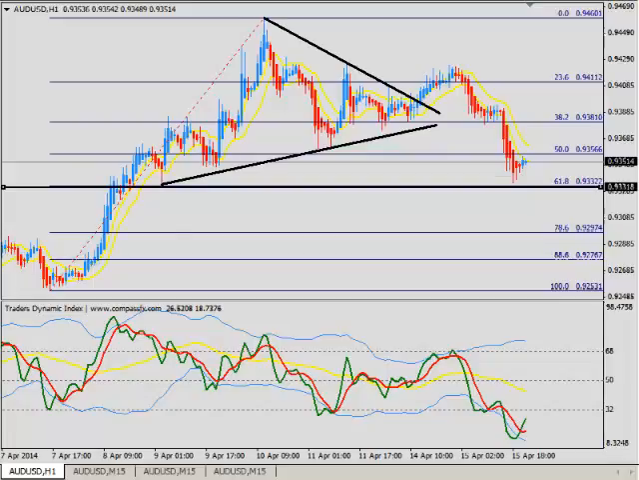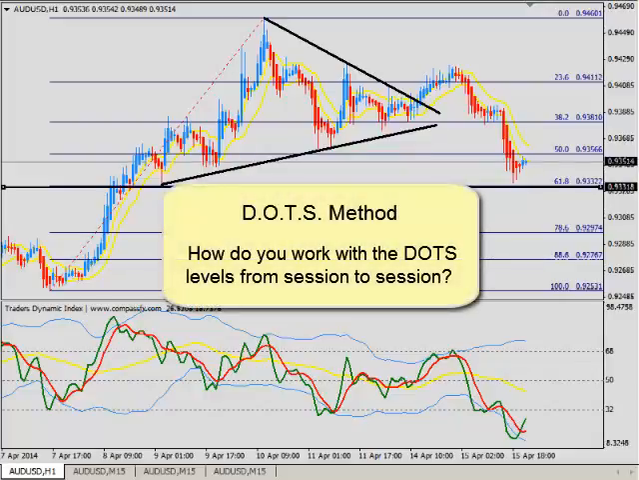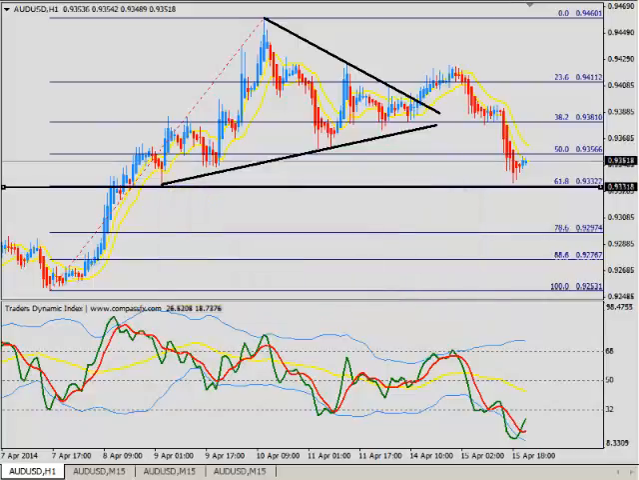Now, in today's video, I really want to focus my attention on some questions related to dots. I've had some folks ask me, how do you work with the dots levels from session to session? Because the dots levels seem to change from session to session. And why is that? Well, it has to do with the fact that the market expands and contracts. As you can see here, the market expanded to the upside or trended to the upside, and then it trended to the downside and then got really tight right in this area. And when the market contracts, then you're going to see price action and price levels contract as well.